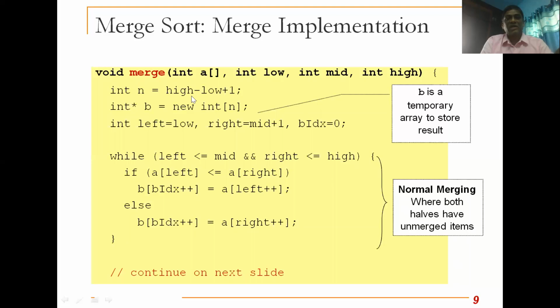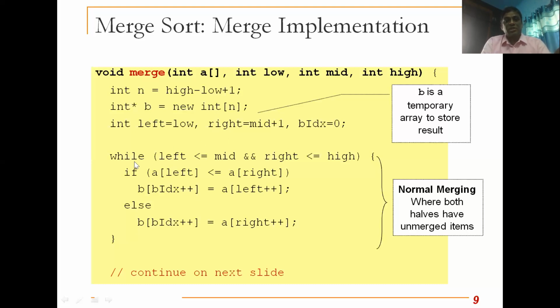Okay, so I will calculate the number of elements first by using high minus low plus 1. This will return the number of elements in the array. So by using this n, I will create a new temporary array B, using the new operation, new int of n. So the B array is created with that size. Okay, so I use pointers, indexes here. Left points to the low index, right points to mid plus 1, and B index is 0. This is a temporary pointer pointing to the index of this array B, initially 0.